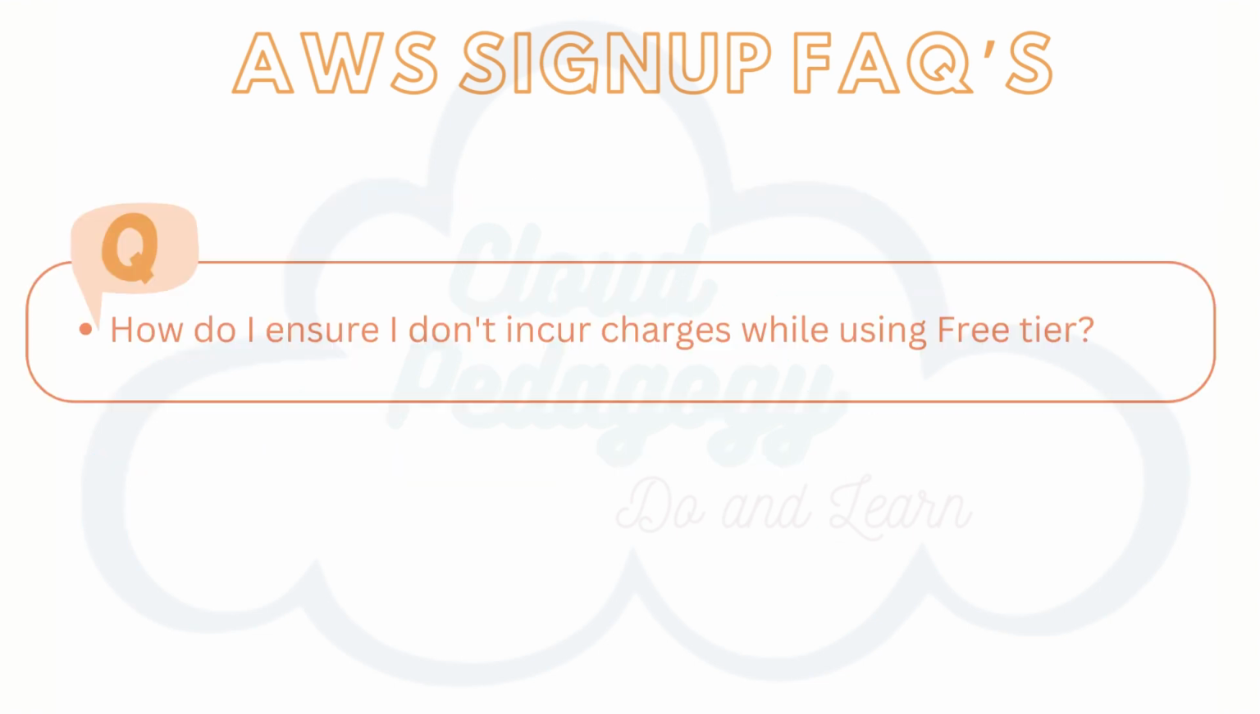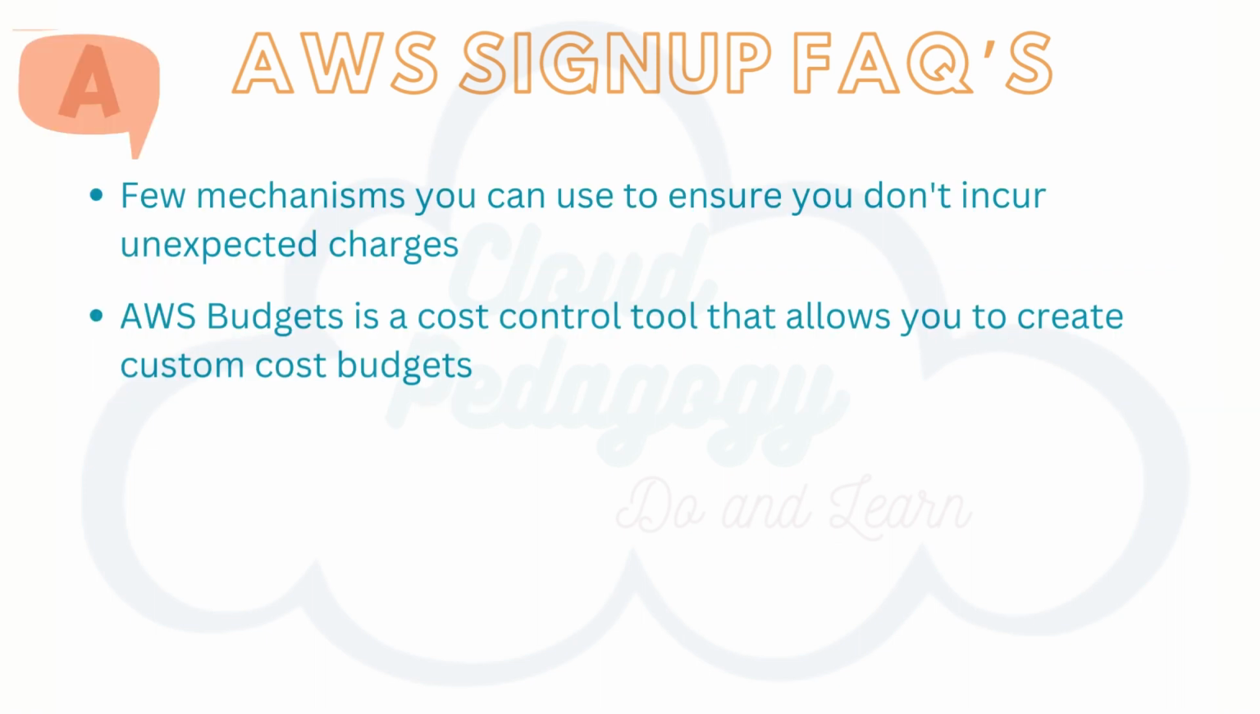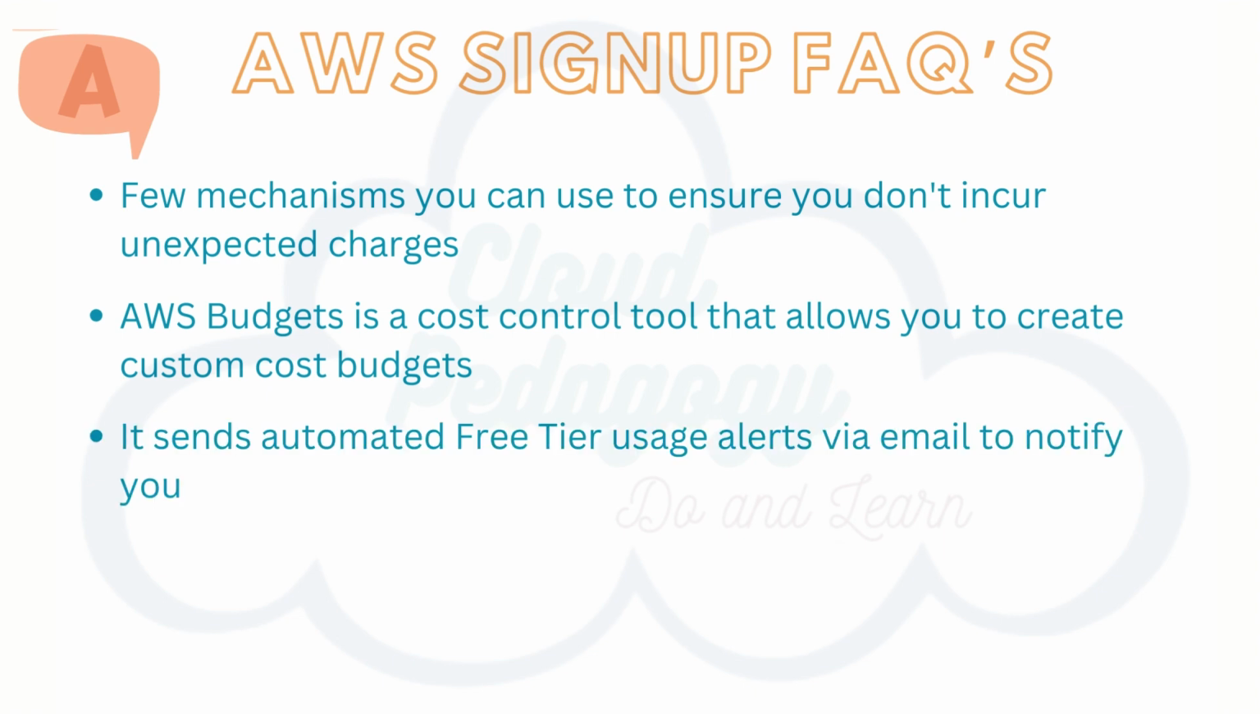Next, how do I ensure that I don't incur charges while using free tier? AWS Budgets is a cost control tool that allows you to create custom cost budgets that alert you when you exceed your budgeted threshold. It sends automated free tier usage alerts via email to notify you if you are projected to or actually do exceed a free tier usage limit. If you remember, that's what we did in our course when we signed up for the first time.